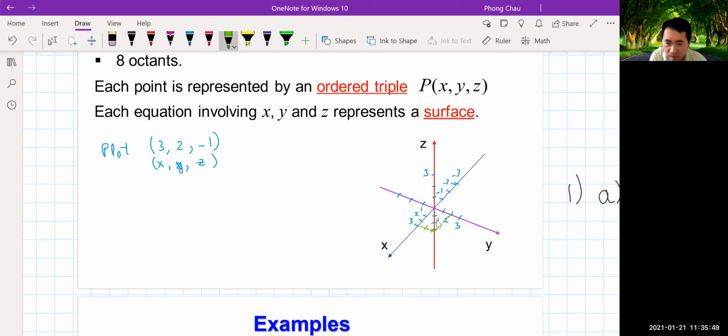And then we will go down. My graph makes it harder to see. We're going to go down 1 unit because z is -1. So if you drop down 1 unit, yeah, it's hard to imagine. So basically, it's just down 1 unit from here.